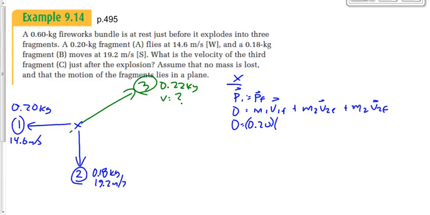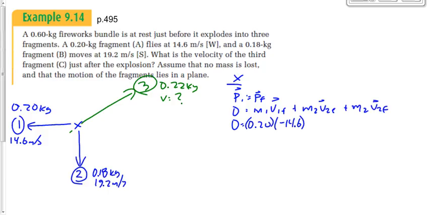V1F is negative 14.6 because it's to the left. What's M2? Elizabeth, what's M2? Sorry, M2. I'm not going to ask you what M2 is. 0.18 kilograms. That's easy. I'm going to ask you what V2 is. V2F for the X component. No, that's object number 1. This is object number 2 right here. And from where you're sitting, it's probably kind of hard to make out that number. That would be the Y component, right?